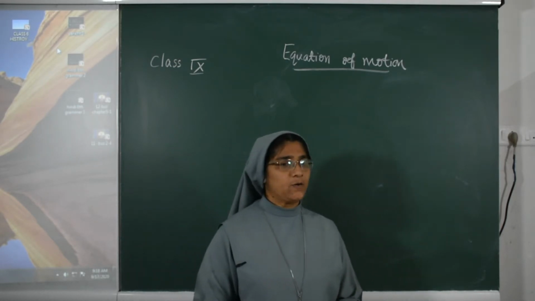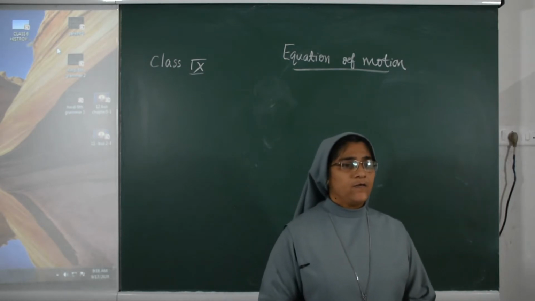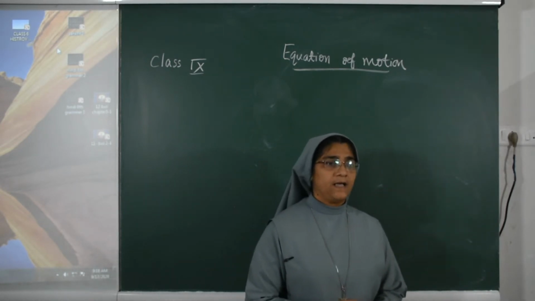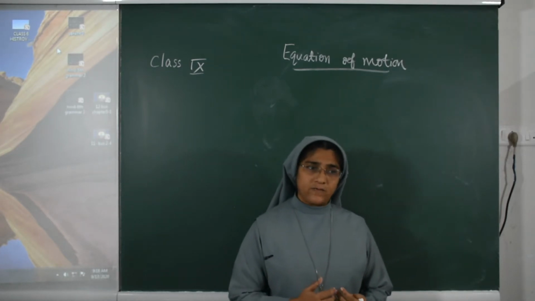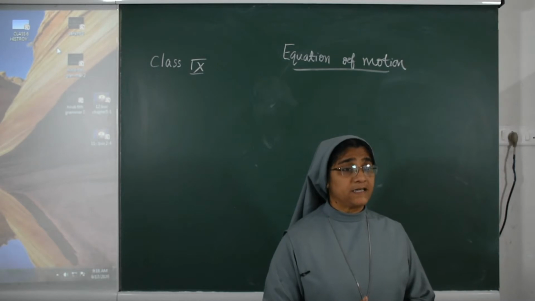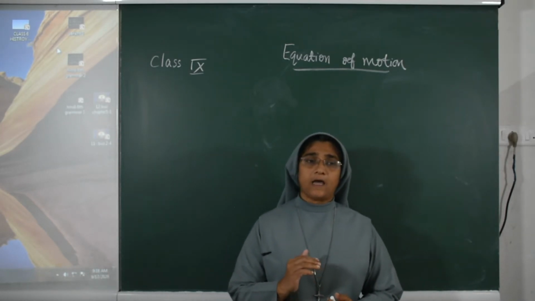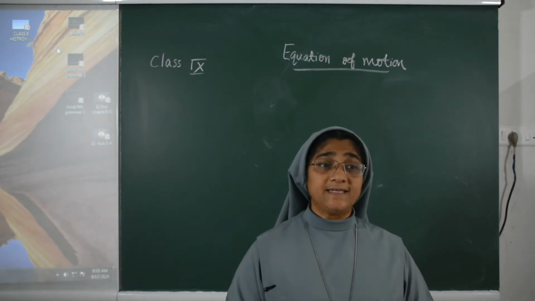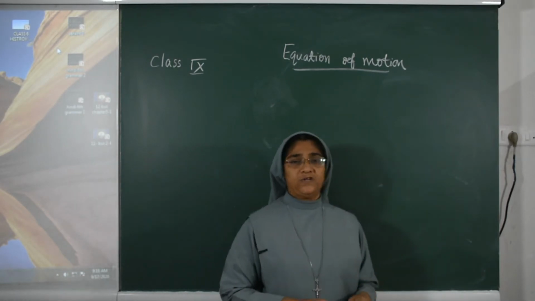What is equation of motion? Equation of motion means for uniformly accelerated motion of an object along a straight line, we can correlate its velocity, its acceleration and distance covered by an object in a time interval by a set of three equations. These three equations are known as equations of motion.